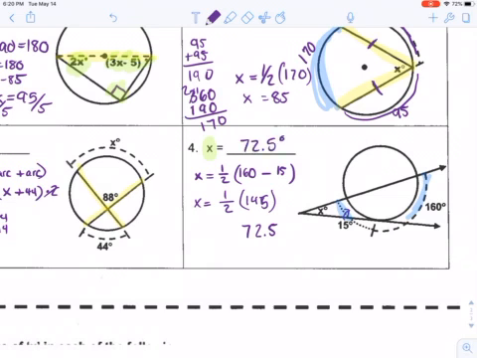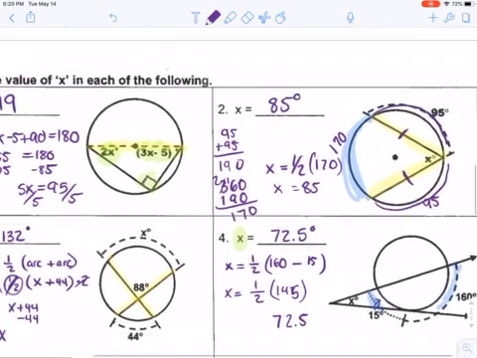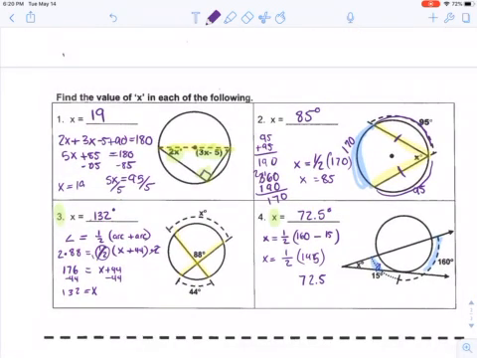72.5 degrees. All right. Make sure you get the worksheet from the sub and work on that, and then work on your final exam review.